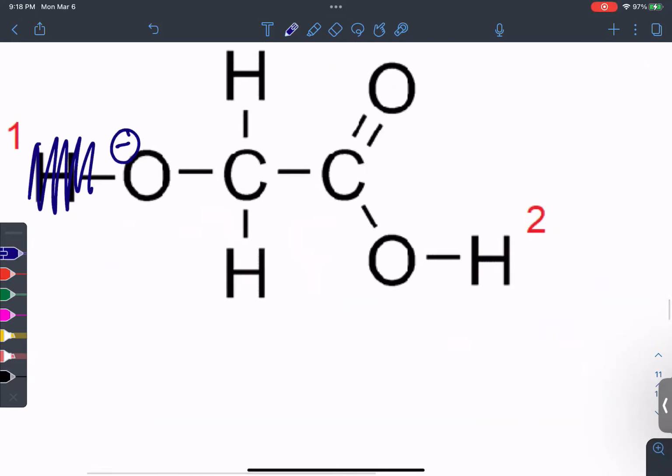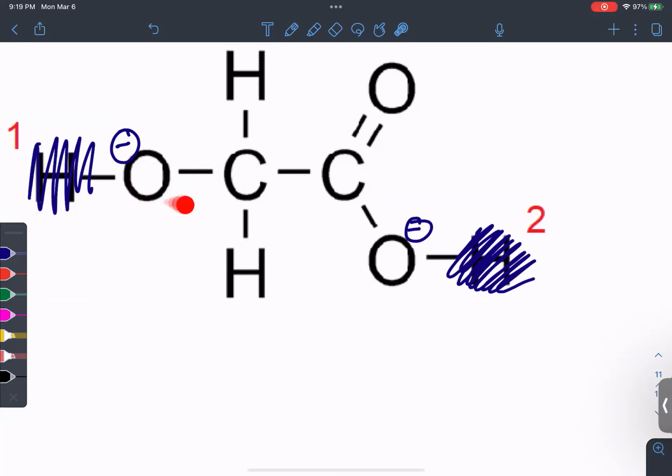If I remove hydrogen 1, I'm left with a negative charge on that oxygen. If I remove the second hydrogen here, I'm left with a negative charge on that oxygen. So I just have negative charges on 2 different oxygens. That seems like the same type of stability, since we're just putting a negative charge on a fairly electronegative atom, oxygen. But what's the difference between these 2 negative charges? What's special about this location?